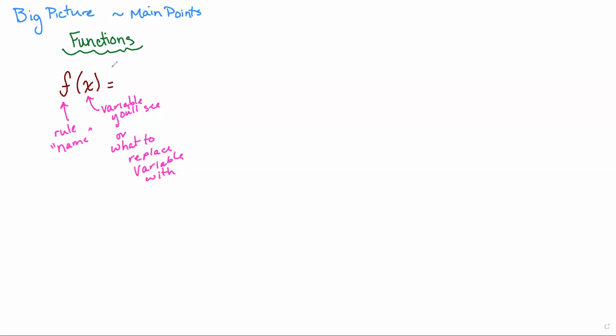That is my output. Not to be confused: f with the x in parentheses does not mean f times x. It just means I have some rule and the variable that we're going to be using is x. So this is the left side of my equation or my function. I'm only going to use that for notation of seeing what I have. All of my work is going to be on the right-hand side unless I replace stuff.